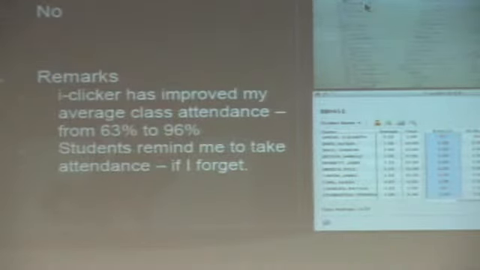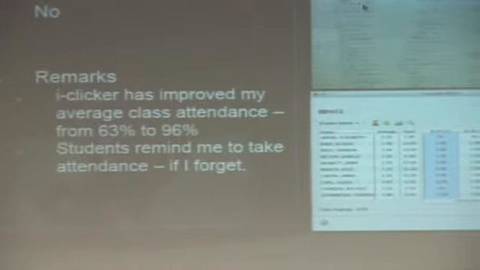One thing I noticed was that I used to have about 63% attendance on average. How do I know that? Because I used to keep those sign-in sheets. Now, actually this semester, I have about 99%. The reason I have 99 is because one student has other problems going on and doesn't come to class. But students come to class, it's amazing. If I forget to bring up the attendance question, they remind me that I haven't done that and I should be doing it. That is kind of nice.